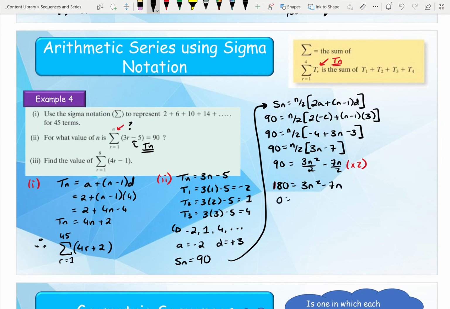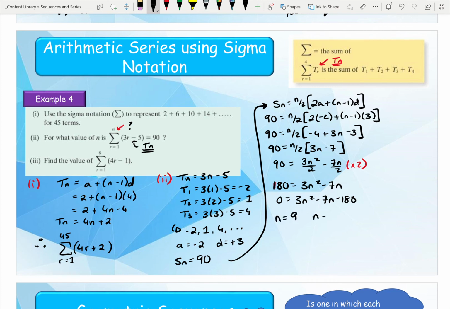I'm going to move my 180 over, which gives me this. And now what I'm going to do is use a quick minus b formula here on my calculator so that I can solve this as quick as I can to find two values of n. So I have 7 plus the square root of 7 squared minus 4 by 3 by minus 180 all over 2 by 3, which gives me n is equal to 9.